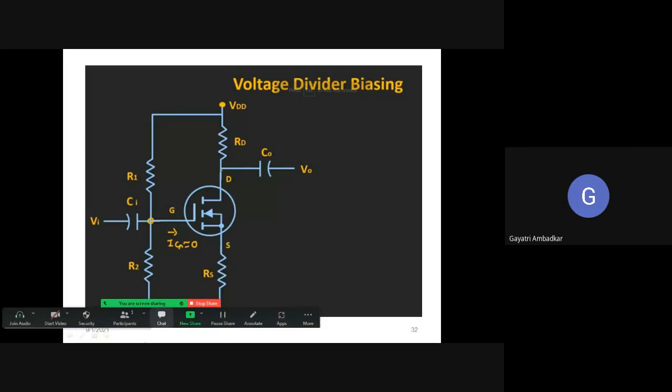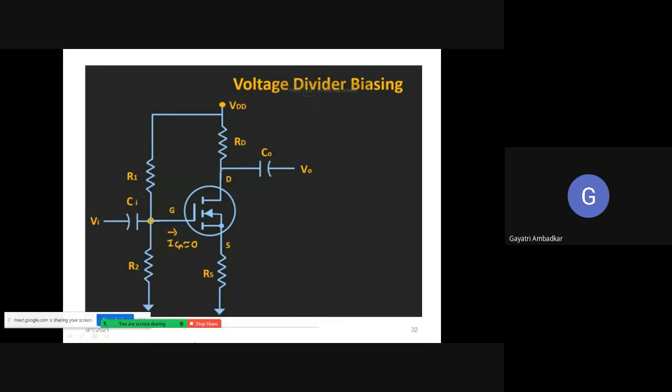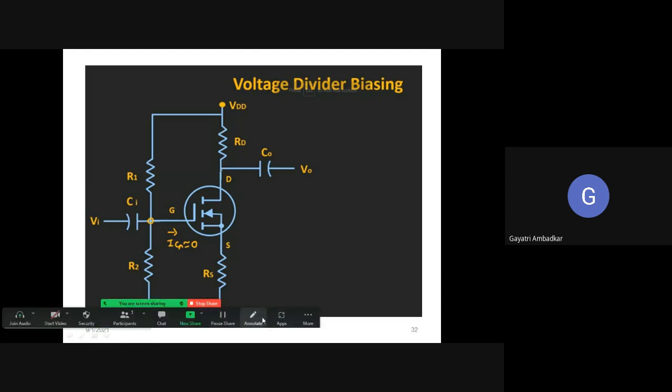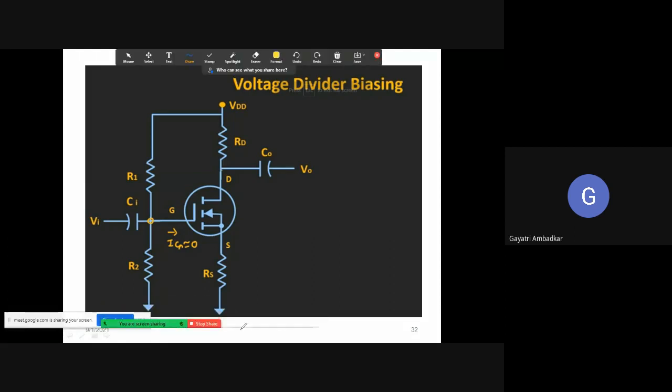Circuit. I'll be writing the values of different components here. So for this circuit, VDD is 25 volt. Let's take VDD as 25 volt. We'll solve this problem. Value of RD is, let's say, 4.7 kilo ohm. Then R1 is 40 mega ohm.